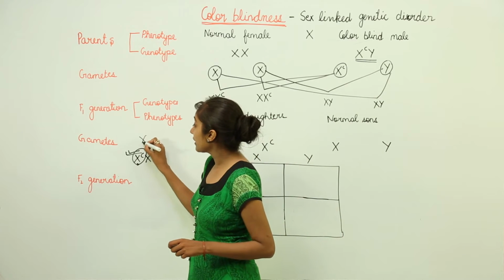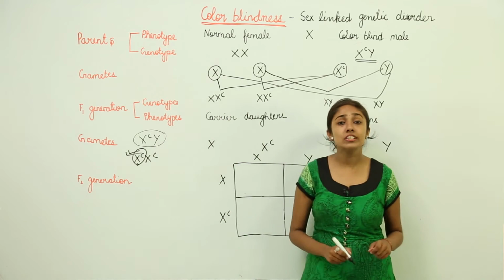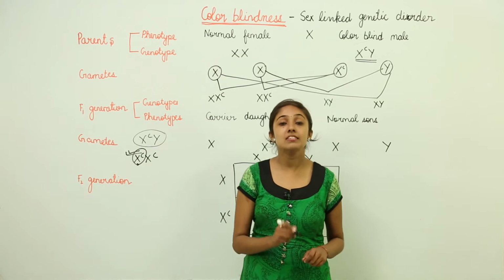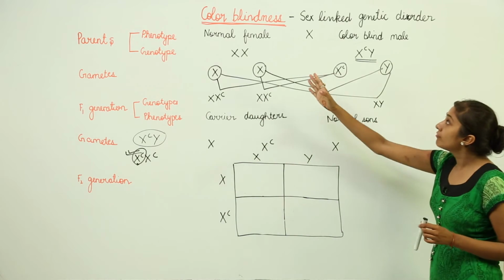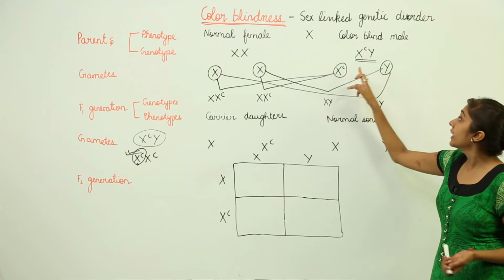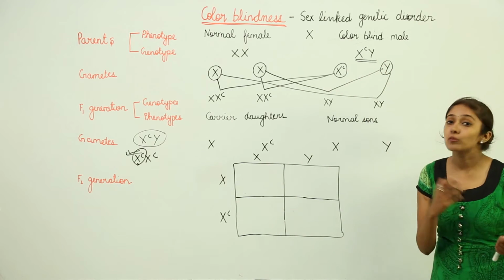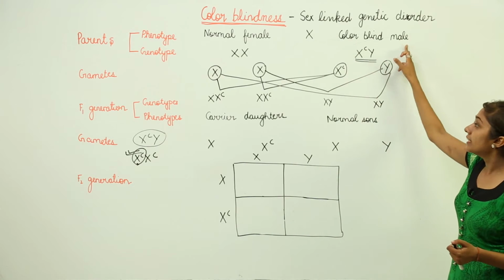For a male to be color blind, just this one. So the females are actually the carriers. Females are actually the carriers. So let's see. We have a normal female and a color blind male, right? The male is color blind because in case of male we have an X chromosome and a Y chromosome, and this situation means the male is color blind.